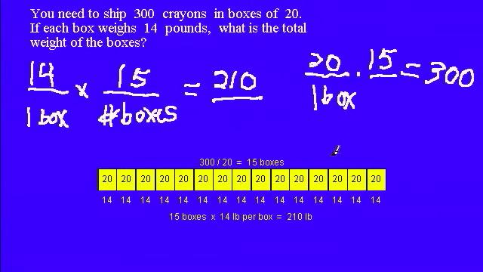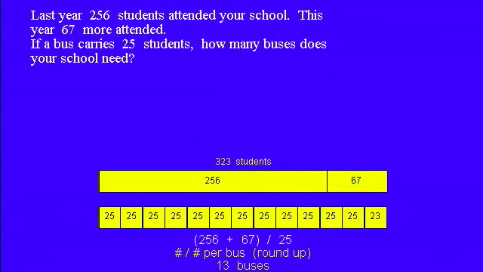Setting up a diagram can also help. 20 crayons per box, and 15 times that will pack the 300 crayons, and each of those 15 is 14 pounds. This is another example of a multi-step word problem.